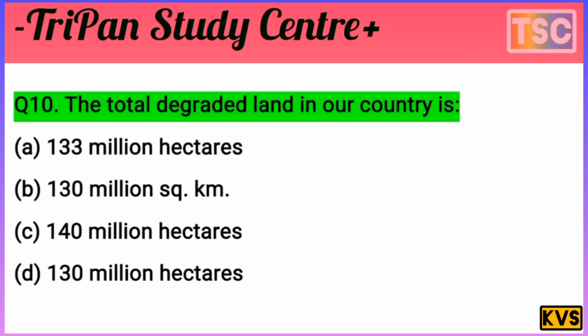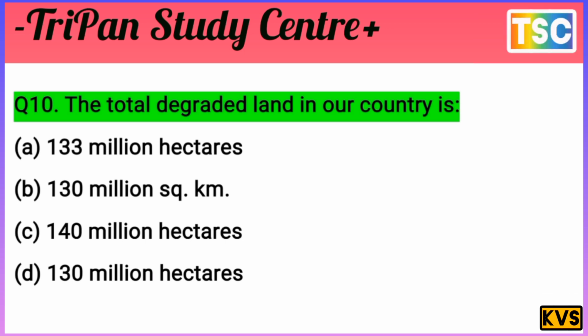133 million hectare. Second, B, 113 million square kilometer. And C, 140 million hectare. And D is 130 million hectare. You know that's important. So first of all, test your knowledge here. Take a few seconds, test your knowledge first of all.